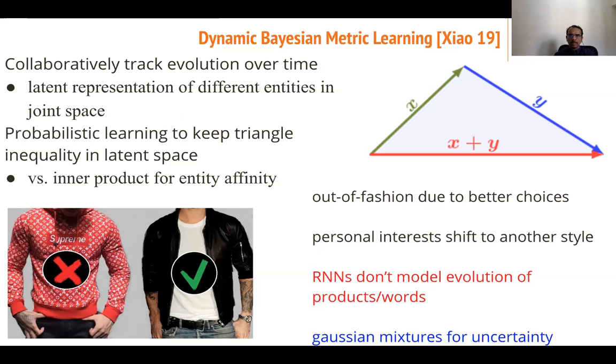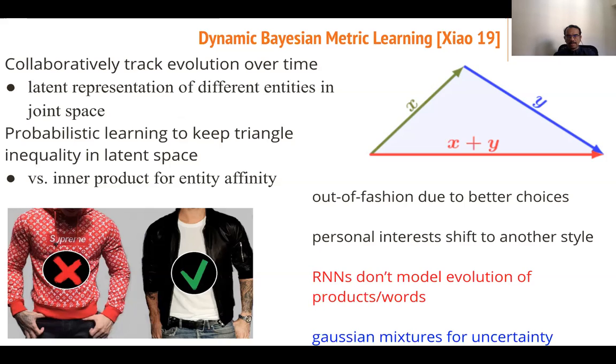Even RNNs don't model evolution of products and words. They only make predictions in the original observation space and don't learn compressed data representation. Thus, they are computationally heavy and lack interpretability, which in turn hinders dynamic exploration. Instead, this paper proposes Gaussian mixtures for uncertainty.